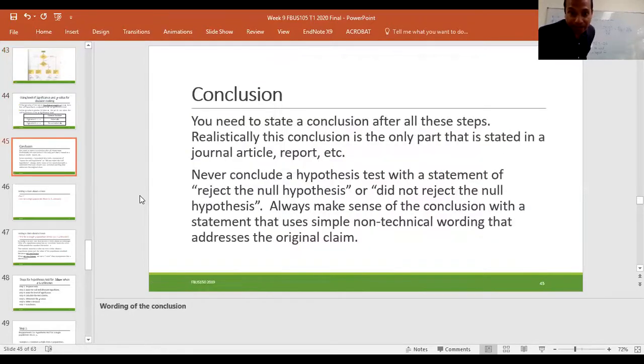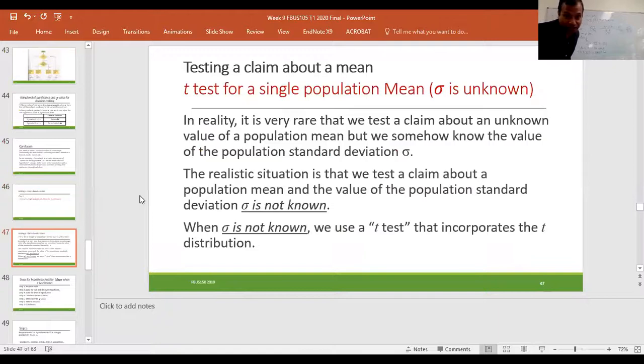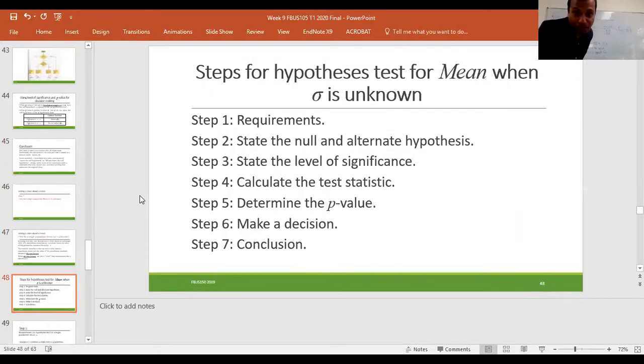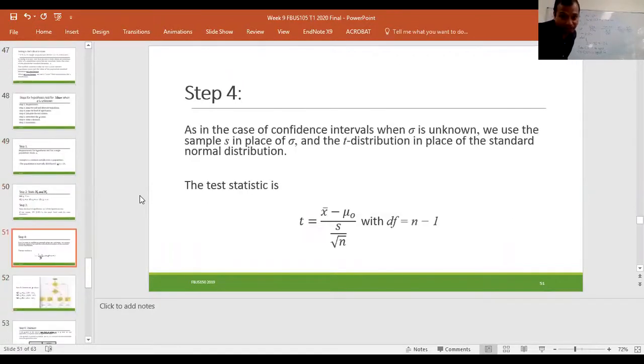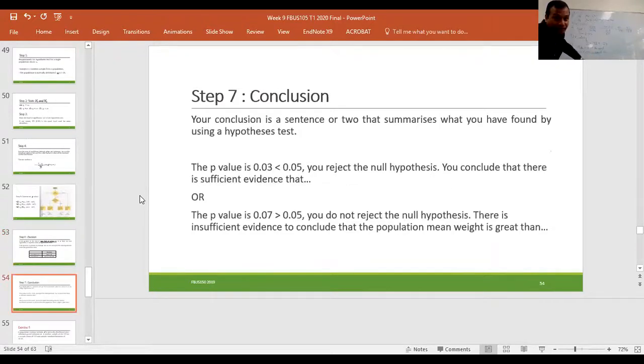So come back here. It says clearly that p is less than alpha. Alpha is 0.05. So reject h naught. So that is make a decision. The steps are p-value, make a decision, and conclusion. We made a decision: reject h naught. And then the conclusion.